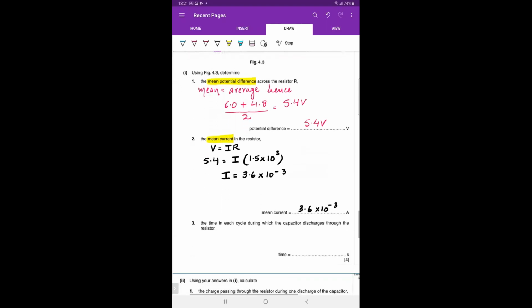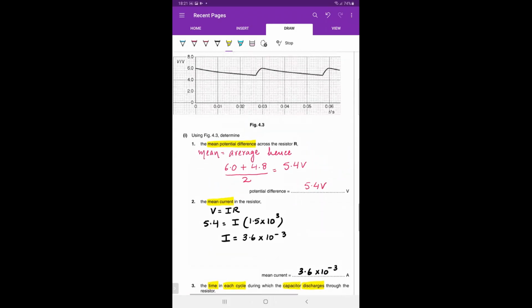Alright, next part में देखो क्या लिखा है. The time in each cycle during which the capacitor discharges. Remember, capacitor begins to discharge when there is a drop in voltage. So let's go to the graph to see time frame क्या बनेगा. I'll mark that for you.